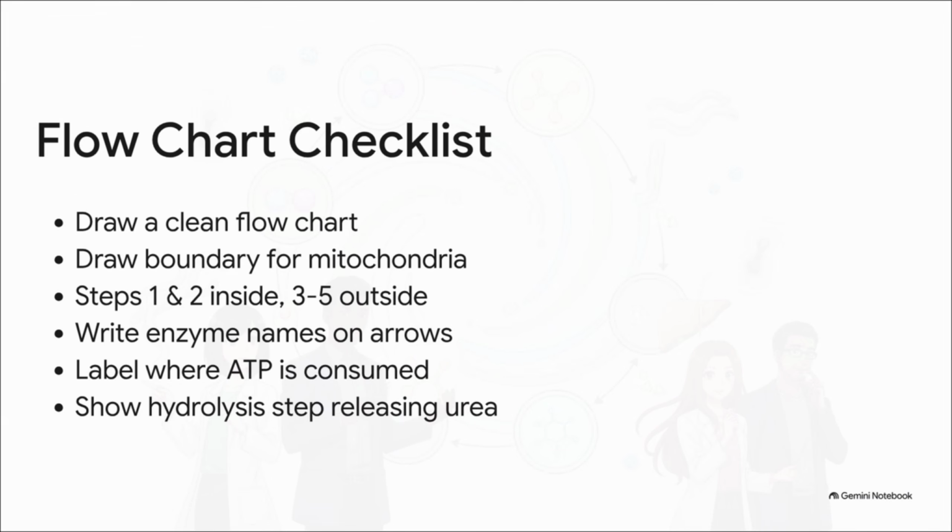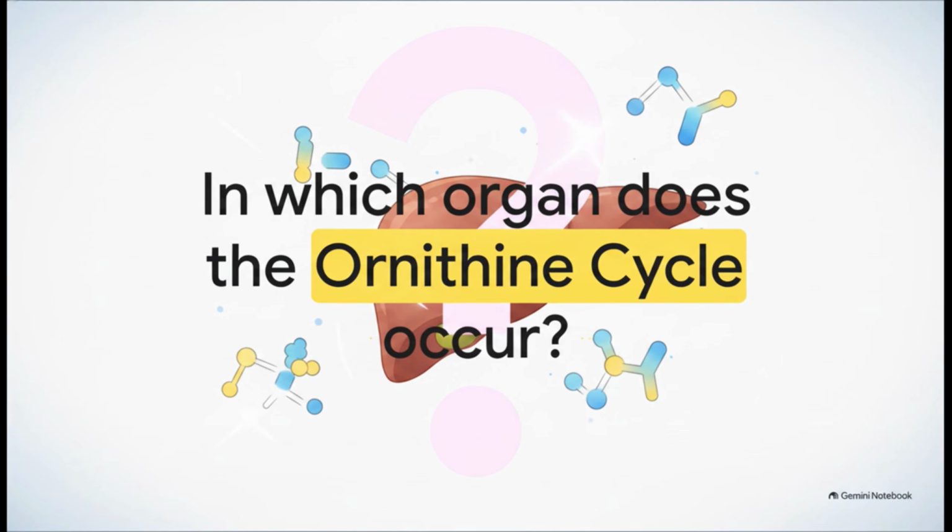Before we completely wrap up this explainer, let's do a really quick pop quiz to see if this is sticking. Drop your answer in the comments below. In which organ of the human body does the ornithine cycle primarily take place? If you've been following along with our little biological tour, you should know this one instantly.